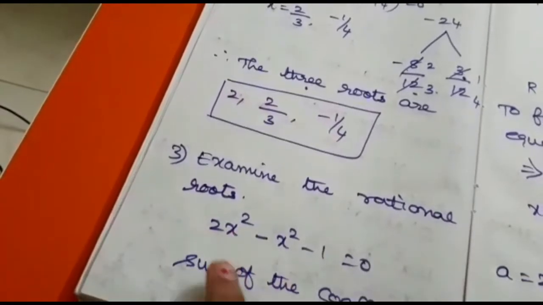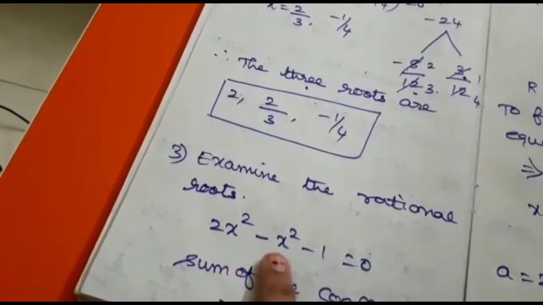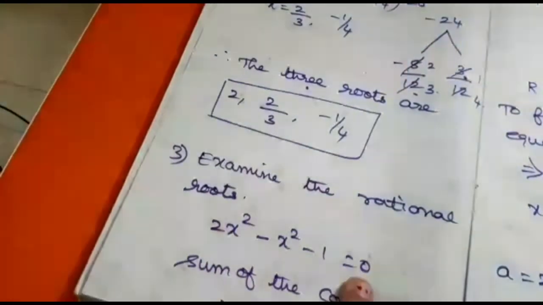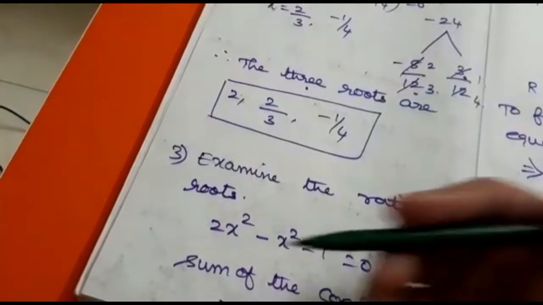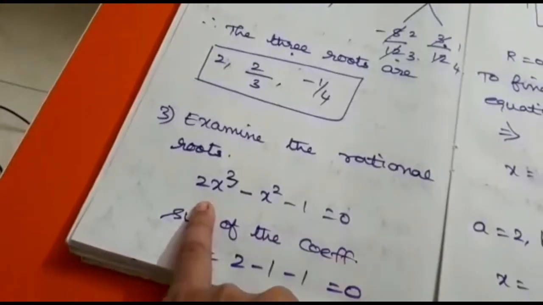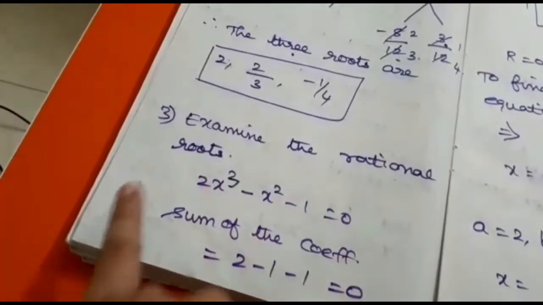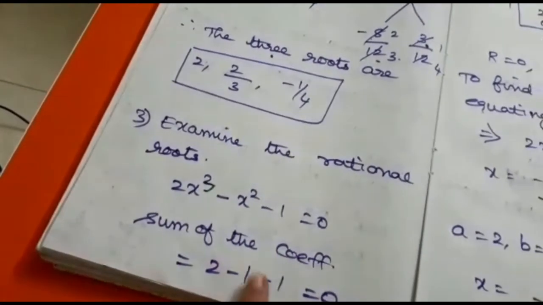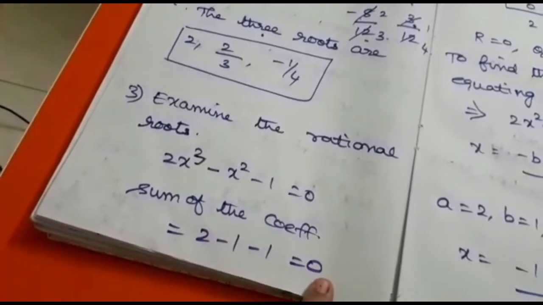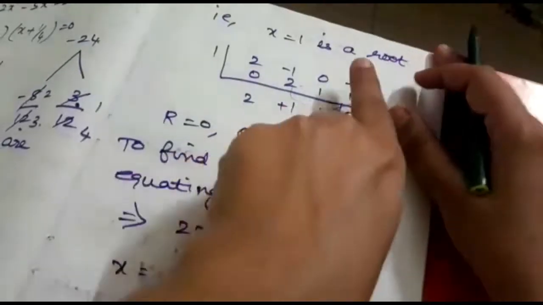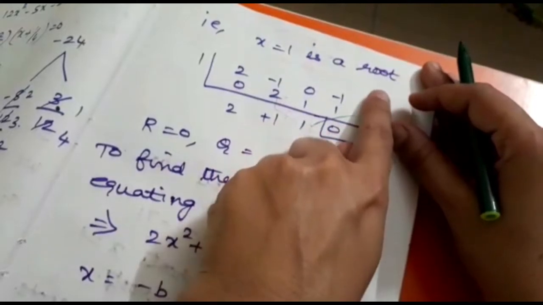Examine the rational roots of 2x cube minus x square minus 1 is equal to 0. So I want to find out the rational roots for this equation. Just look at the equation. The sum of the coefficients is 0, that is 2 minus 1 minus 1, that is 2 minus 2 is 0. In the last exercise we studied the properties. Sum of the coefficients is 0 means x is equal to 1 is a root of the equation.